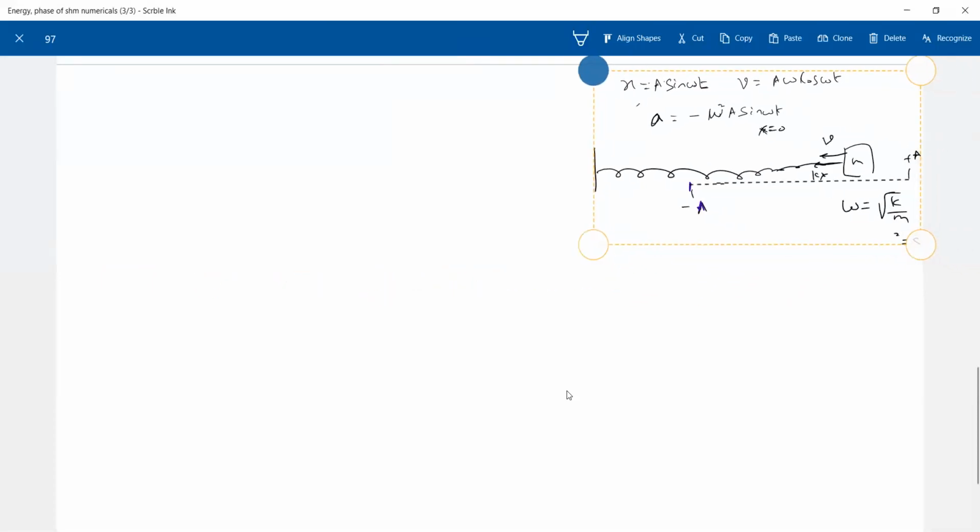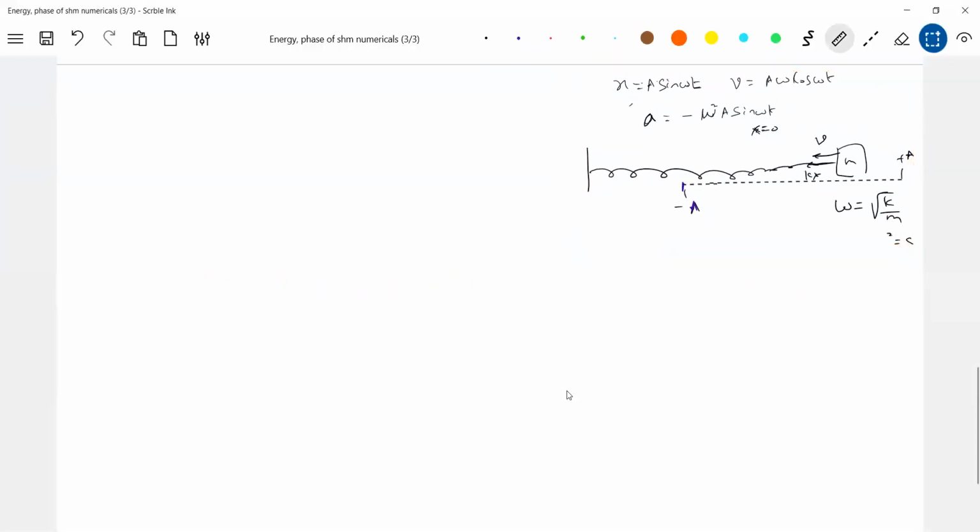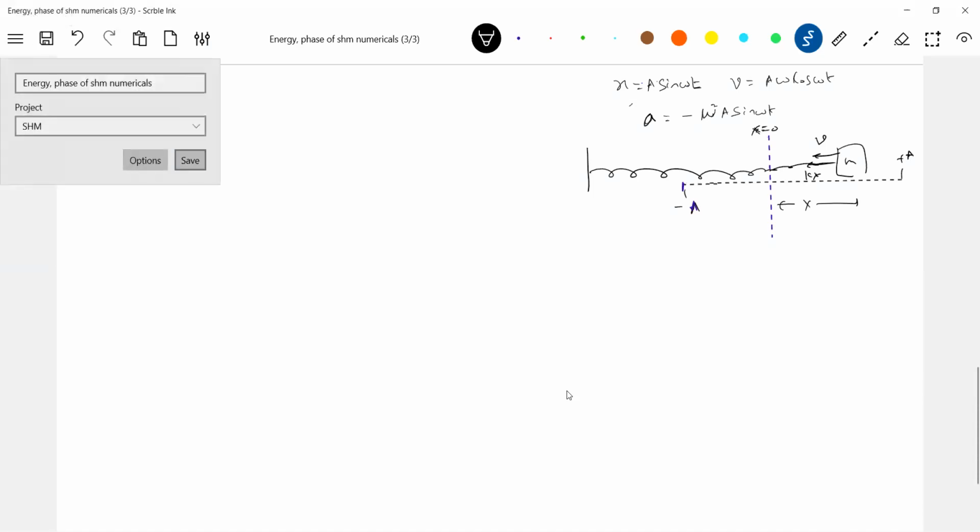Let me keep this in the corner only. This is the main position we have. There's a right extreme and a left extreme. X equal to 0, I'll measure from here. The block is at a distance X. So what is the expression for the potential energy of the block?